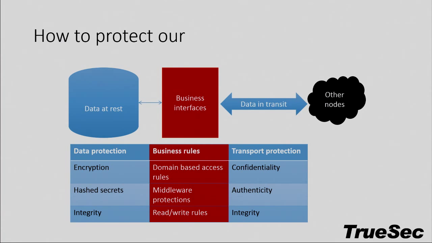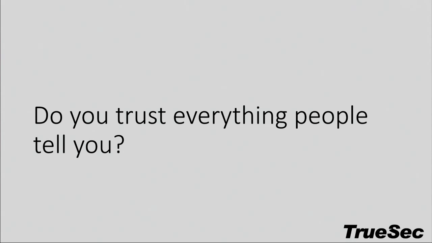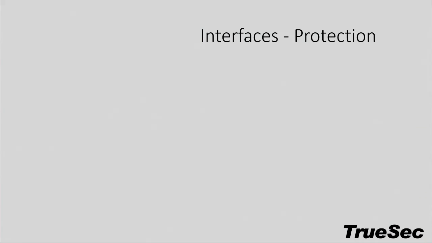So when we set all the very strict settings for our data at rest, we want to look at the business interfaces and the actual logic. And then we've got to think about, do we trust everything that we get in an interface? Probably not, because we probably don't trust everything that people tell us. So we need to think about how to protect our interfaces.